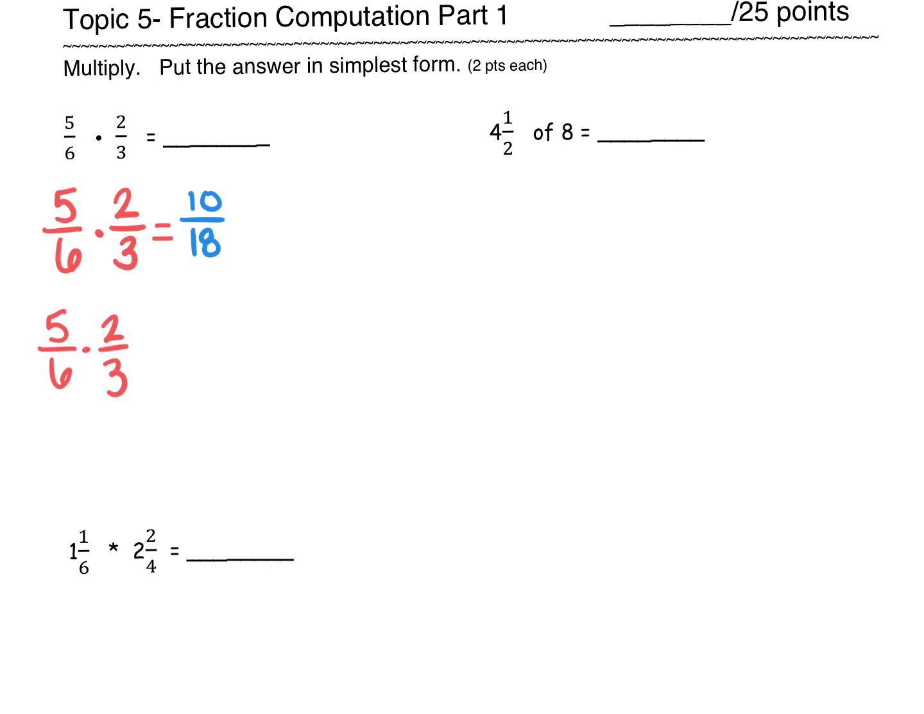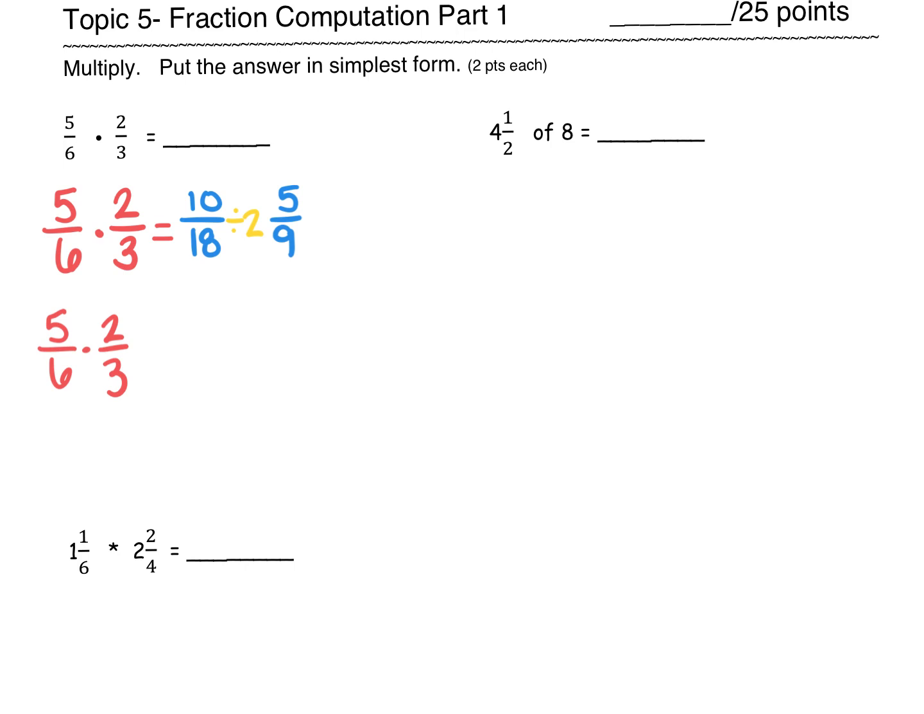And then we need to look and see what we can divide both 10 and 18 by. 10 and 18 are both divisible by 2, so if we divide both of those by 2, we get our simplified version of 5/9. Because this is not an improper fraction, the top number, the numerator, is not bigger than the denominator, this does not turn into a mixed number.